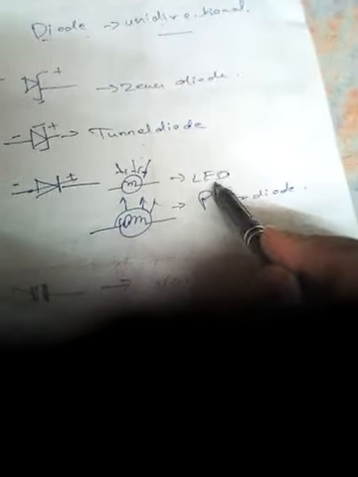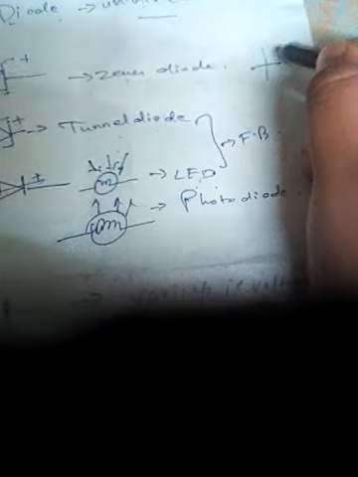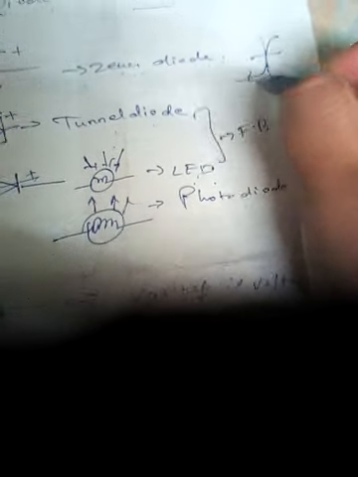The LED, light emitting diode, and the tunnel diode are forward bias. These two diodes are forward bias, and all the rest are reverse bias diodes. What is a Zener diode? The Zener diode works in the negative resistance region. This graph shows current flowing as the reverse voltage increases. This is called the negative resistance region of a Zener diode.